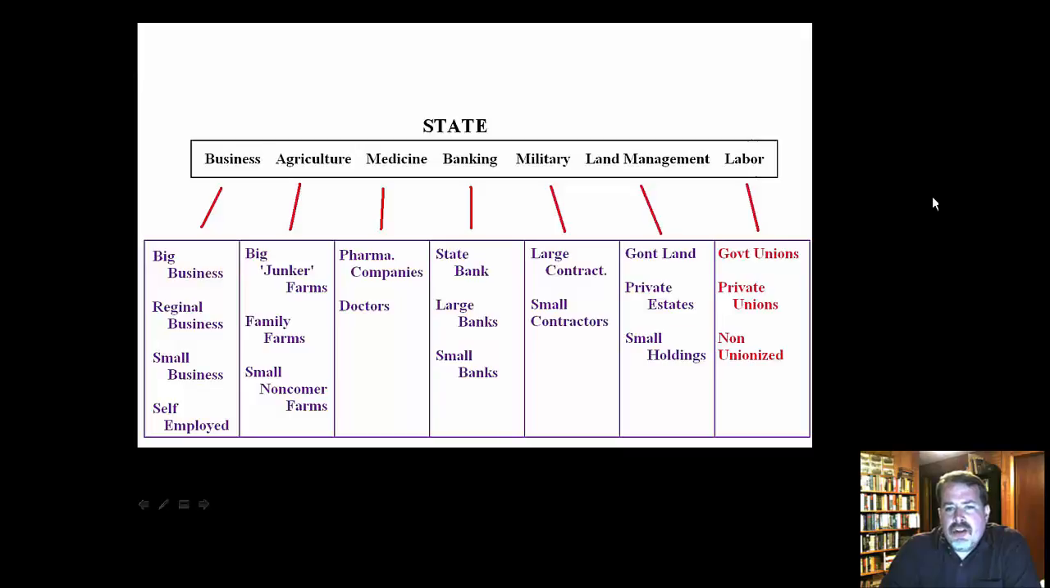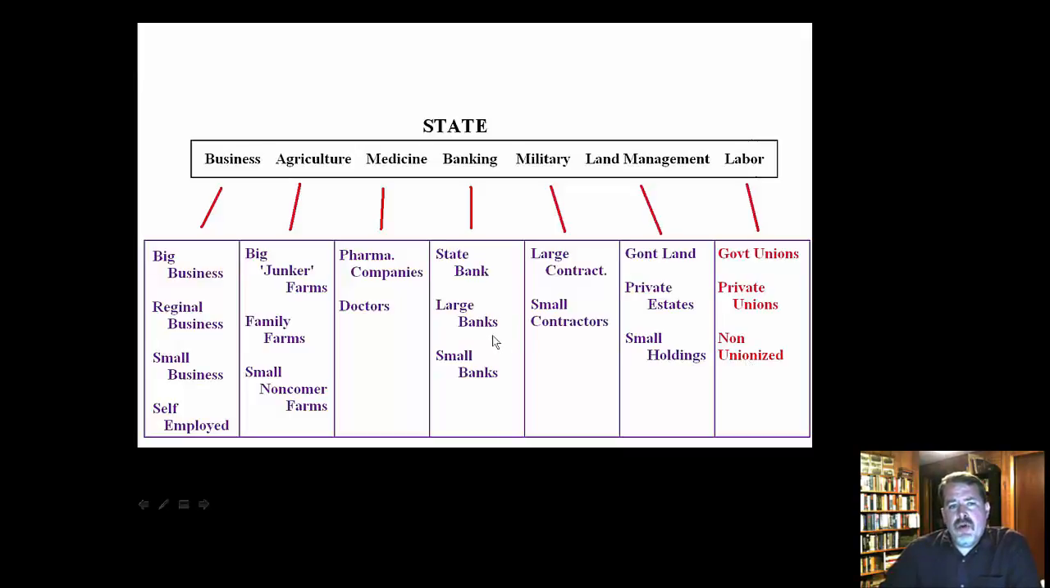This is modeled after Prussia in the 1870s and Germany in the 1880s. This is a corporatist model. You see, each functional group: business, farming, medical, banking, the military, land management, labor.